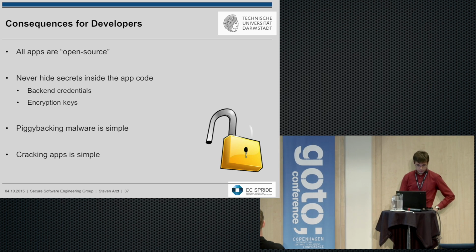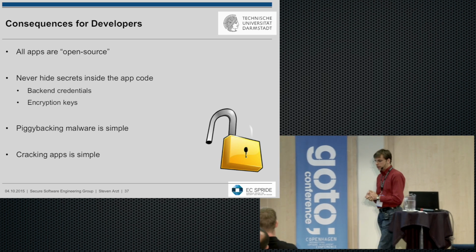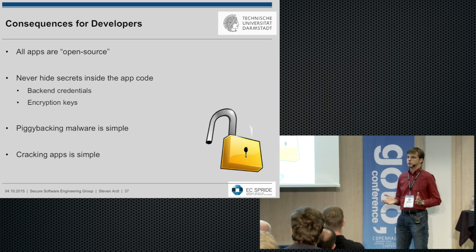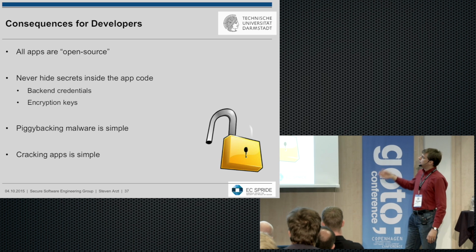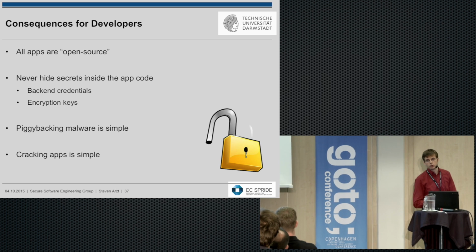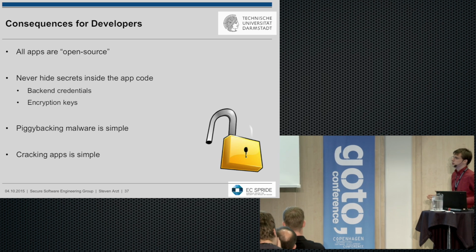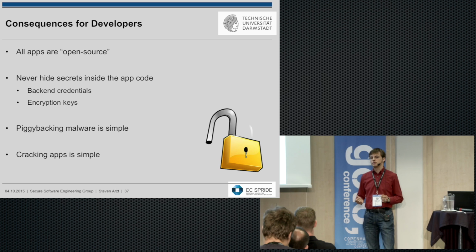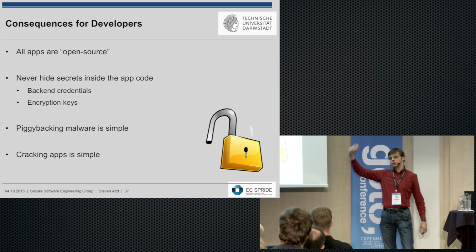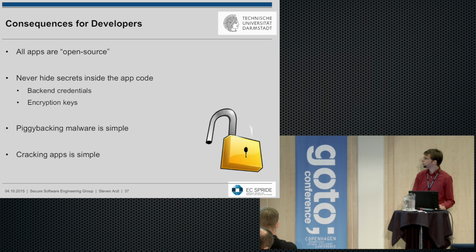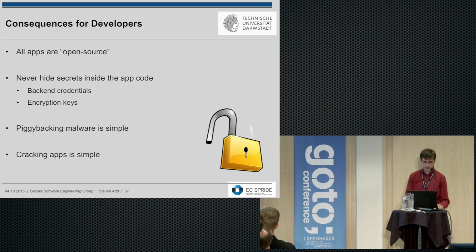I guess we've talked about most of that. So my claim is all your code belongs to us. So all apps are essentially open source in one way or another, as we have seen. Never hide secrets in the app code. So credentials for backends, encryption keys, just don't hide it there because it's visible to everybody. And if you release an app, it's totally simple to piggyback malware inside there. You have seen the code, you have seen that I could change the code. I could have also injected malware. It's simple. And cracking paid apps is also rather simple.